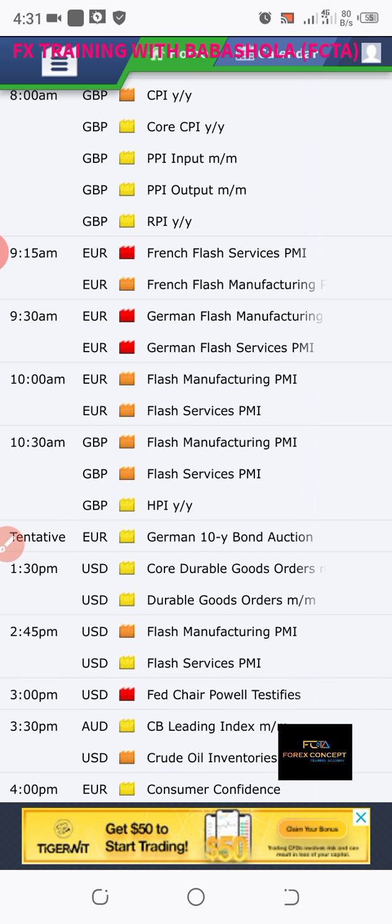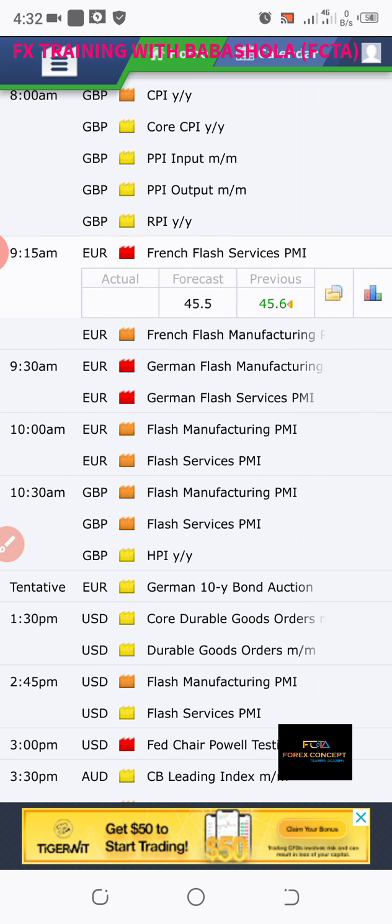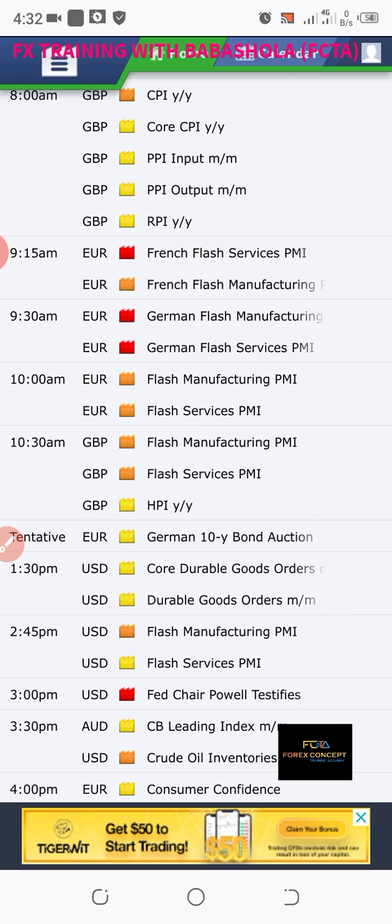However, just know that between 9:15 and 10:30 a.m. we are going to be seeing fluctuation in the euro, and this can really matter a lot. What will determine the movement of the euro will be the French flash service PMI and the German flash manufacturing PMI and service PMI. If these values are contradictory to one another, then I will encourage you to stay away from the euro. However, if all the news are pointing negative, then sell the euro, while if all the news on the euro are pointing positive, then buy the euro.